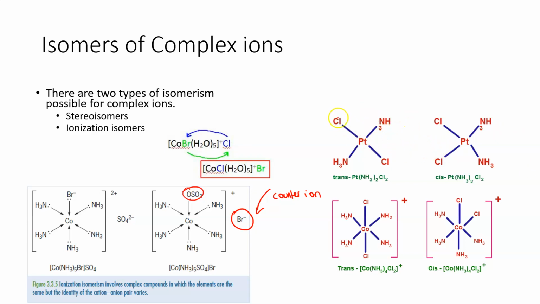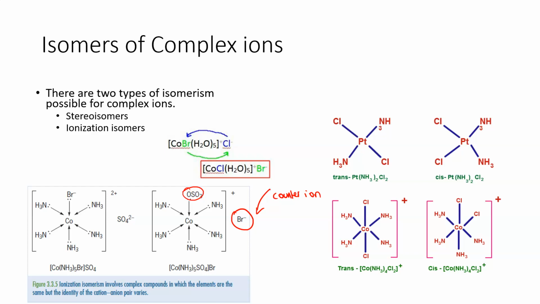In the case of our platinum complex here, we have cisplatin and transplatin. Okay, so the Cl's being on diagonally opposite sides of the platinum ion in this square planar arrangement, or on the same side. As I said, they can show up, but usually you'll be given more information these days rather than having to identify the isomers yourself.